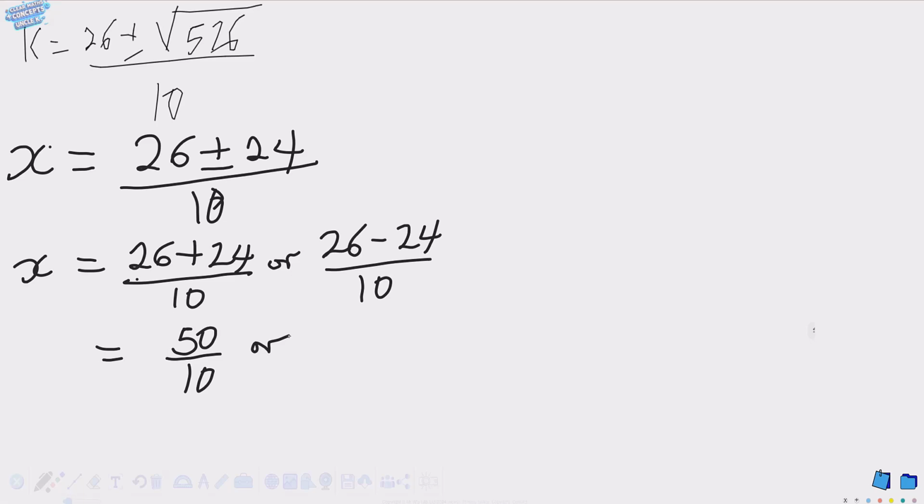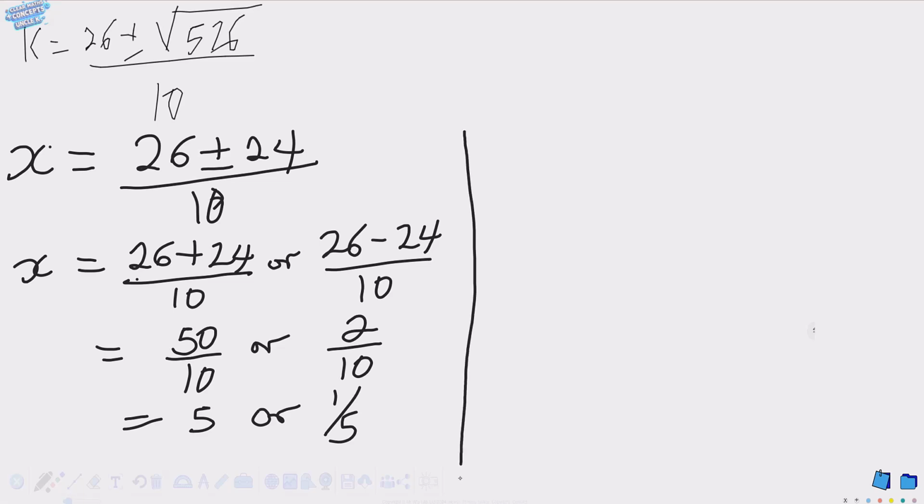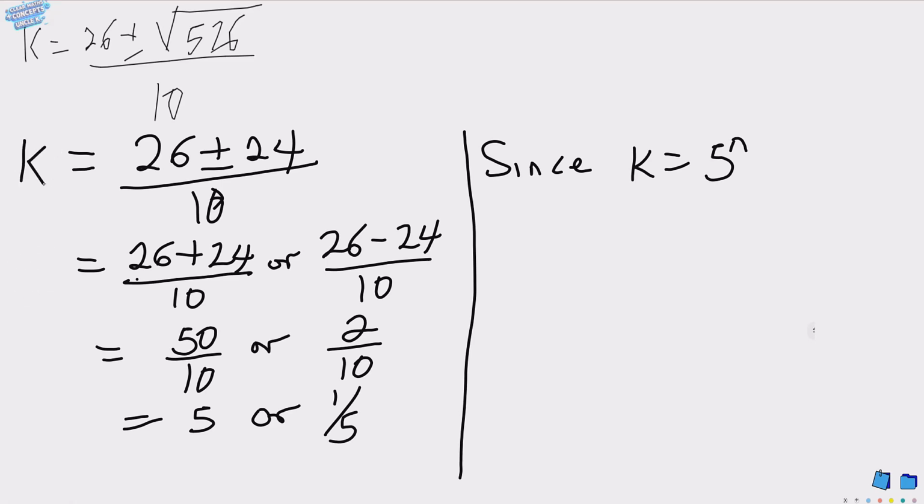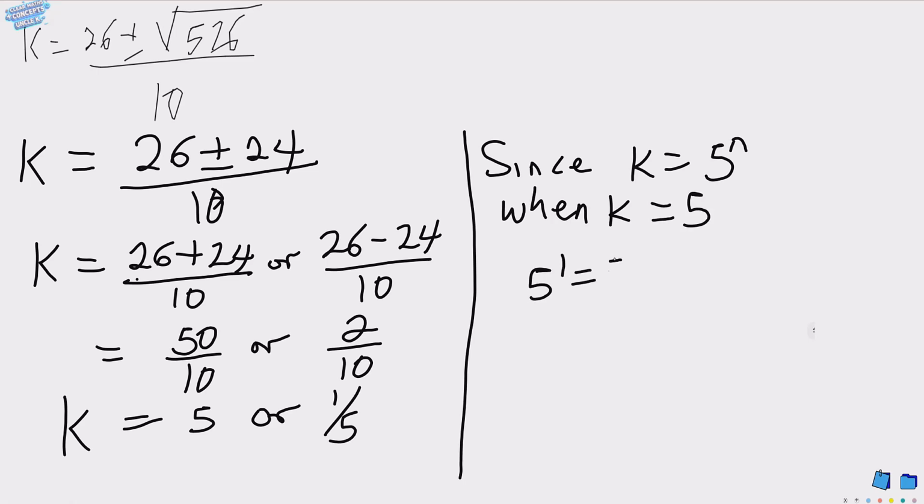Remember, we assumed that 5 raised to the power n is k. So since k equals 5 raised to the power n, 5 will be equal to 5 raised to the power n. Therefore n is 1. We equate the powers because the bases are the same.